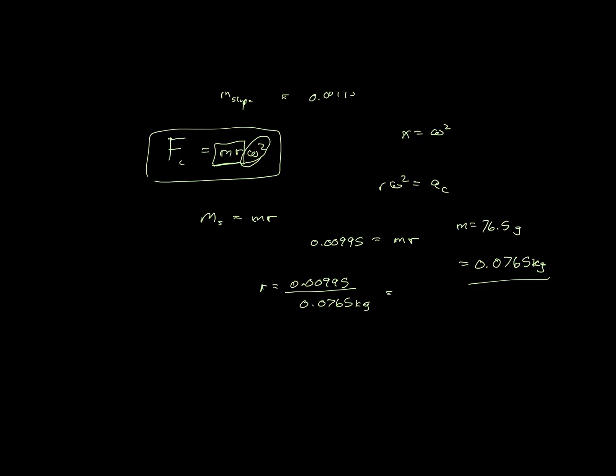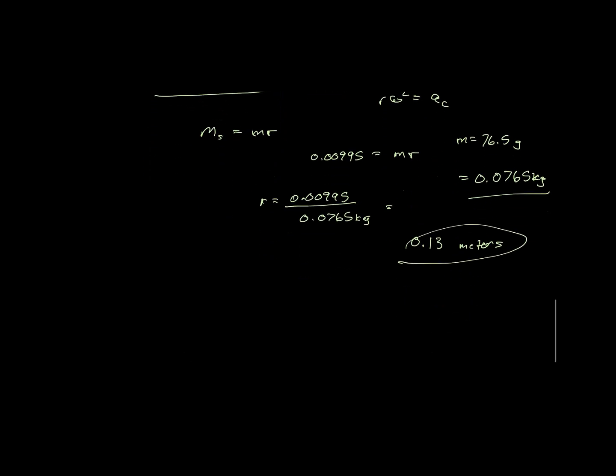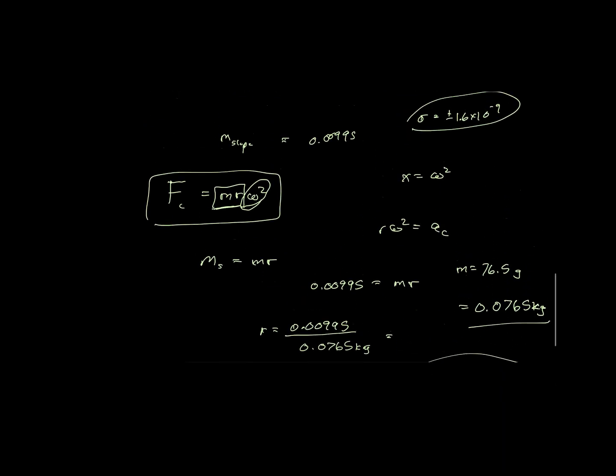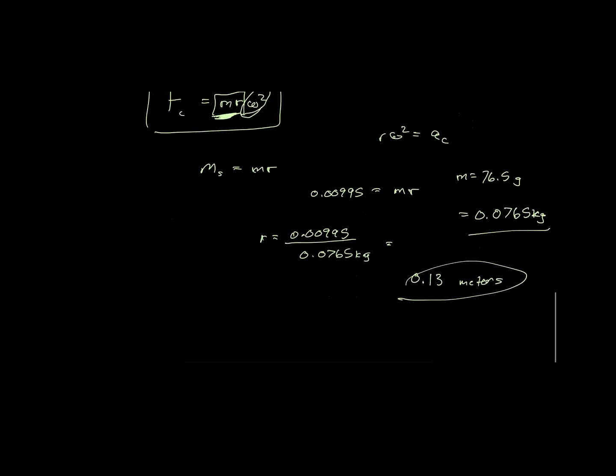And that is equal to, I solved it over here. What was that number? It's about 0.13 meters. Okay, so that is the radius. So it was a little bit tricky doing that, but that's how you do it. You just had to see that our slope also had our mass stuck in there.